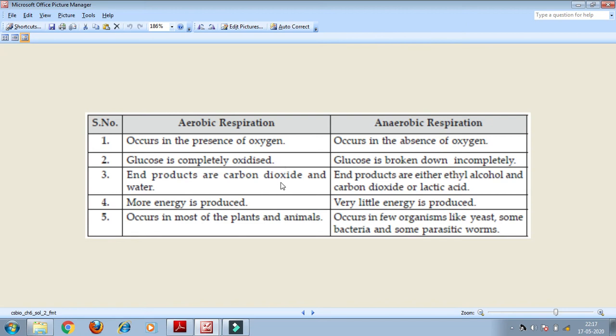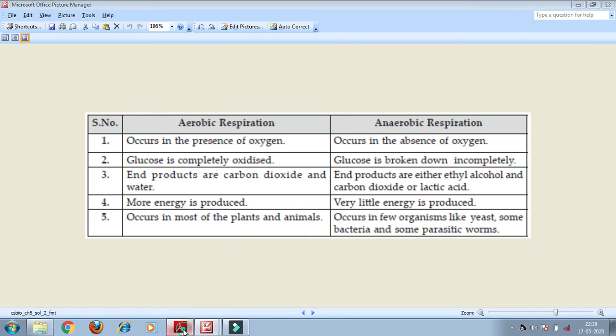The end products in aerobic are carbon dioxide and water. In anaerobic they are either ethyl alcohol and carbon dioxide, or lactic acid. Ethyl alcohol or ethanol is in plants, and lactic acid is in animals and some bacteria. More energy is produced in aerobic respiration, which occurs in most plants and animals. Very little energy is produced in anaerobic, which occurs only in yeast, some bacteria or some parasitic worms.